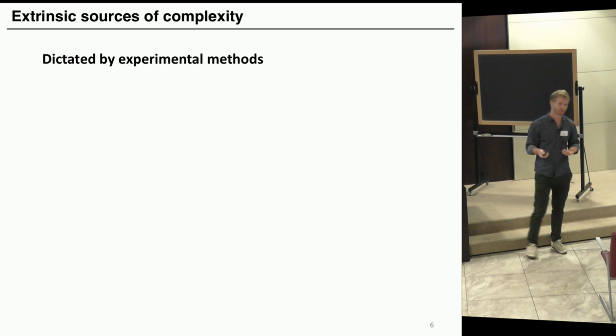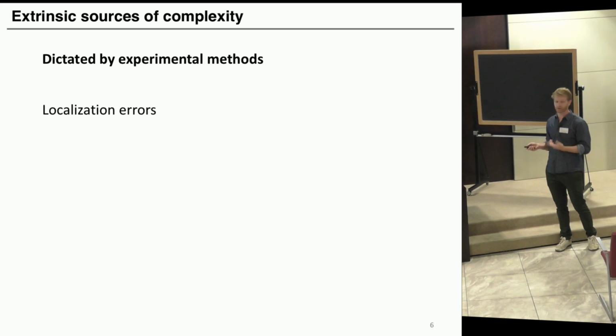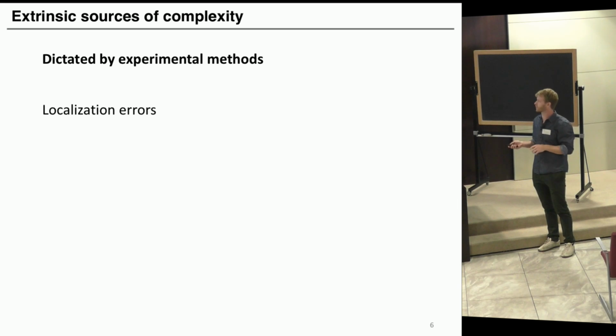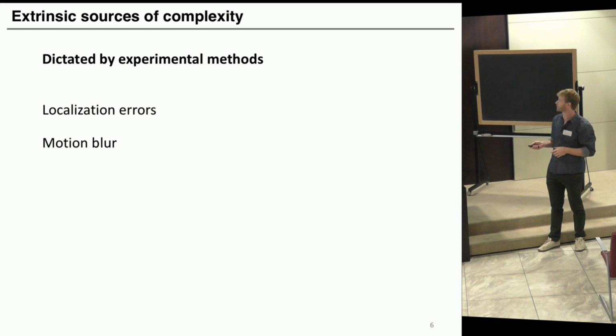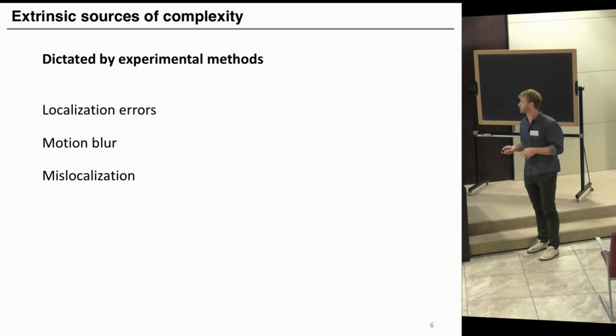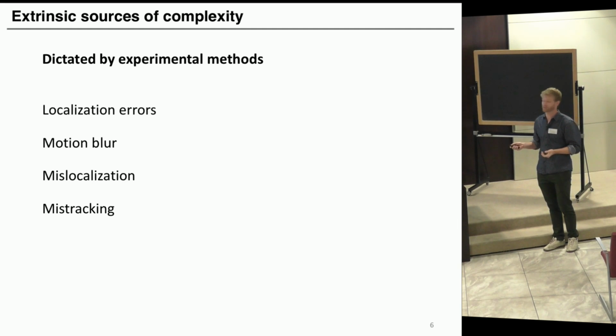Then there are those kinds of noise sources that are dictated by our experiment. We have localization errors. This was, I think, touched upon in quite some detail by Pierre. We also have motion blur. So the cells move during the acquisition time of the camera, so they get blurred. We can have mislocalizations. We can have mistracking. This is especially important when you have high density measurements. And I'm going to talk especially about mistracking.